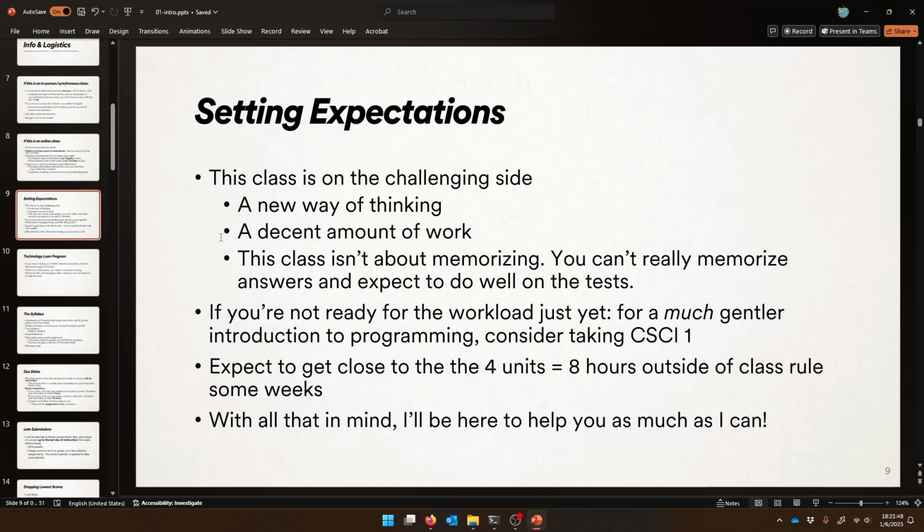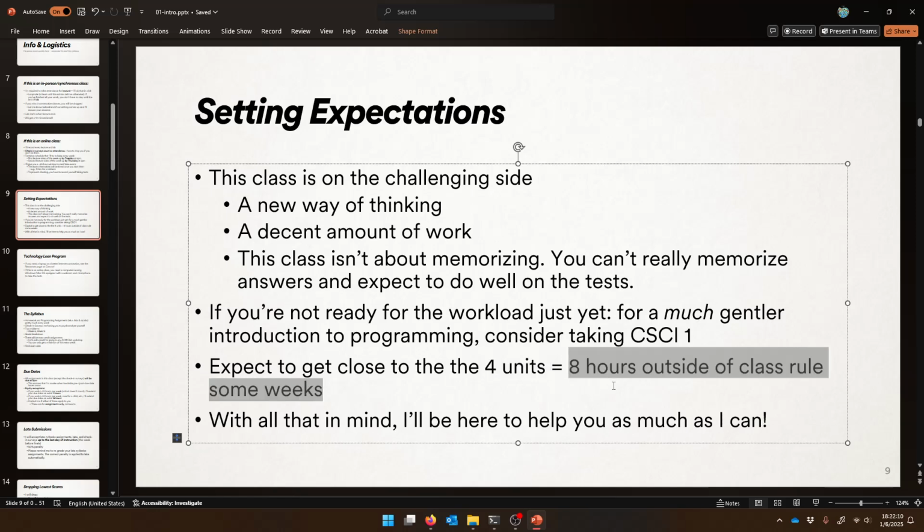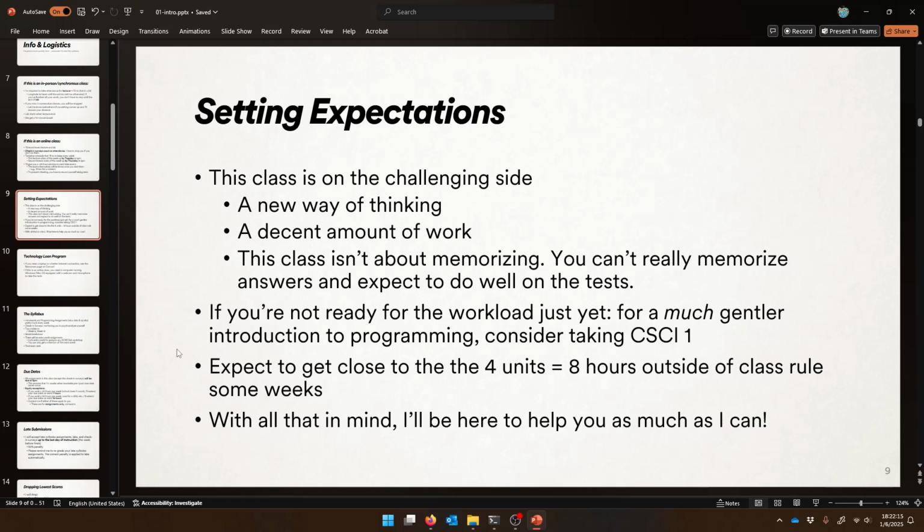Okay, so as far as workload goes, this is a 4-unit class, and I'm going to explain the unit rule for you if you've never heard of it before. What 4 units means is that you're going to spend 4 hours in class each week, listening to me lecturing and going over stuff, and then you're supposed to double that. 4 plus 4 becomes 8, right? And that's the number of hours you're supposed to spend outside of the class doing work, okay? So expect to get close to that rule applying. Expect to get close to 8 hours a week for this class. So now you know why 12 units is considered a full-time student.